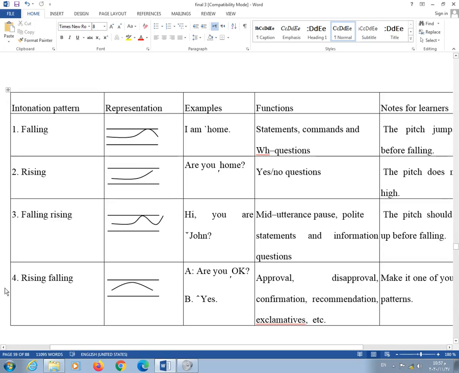And number 4, rising, falling. You start low and then your voice moves up and then it gets down again. For example, are you okay? Yes. Alhamdulillah. Thank God. This is used for approval and sometimes disapproval, confirmation, recommendation, exclamatives, etc.